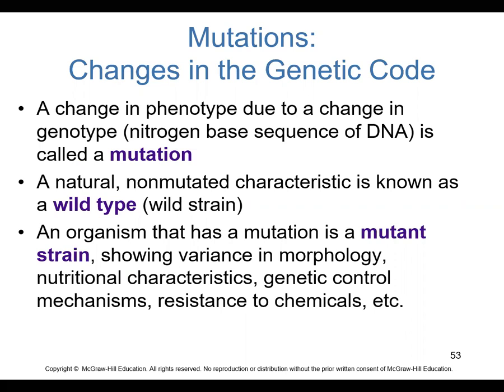It could process a different type of sugar. It could become antibiotic resistant. All of those would be mutant strains. There are all different kinds of things that could be that. And that's the difference. The wild type is what we expect, and anything that's out of the ordinary would be called a mutant strain.